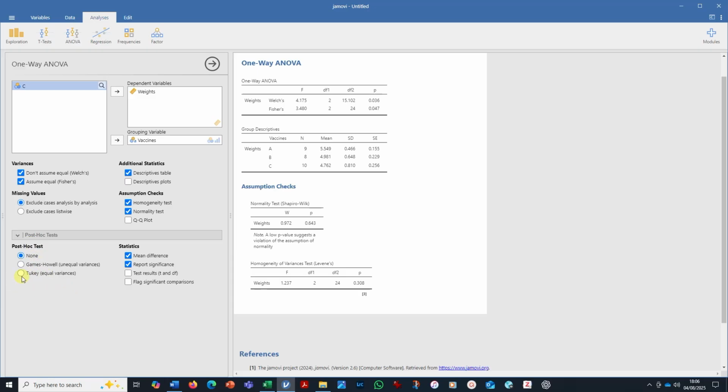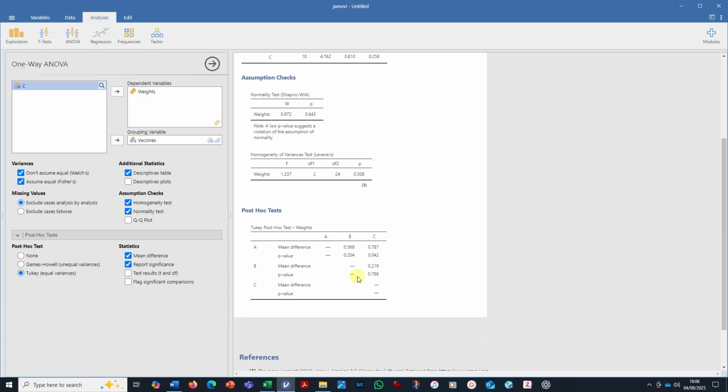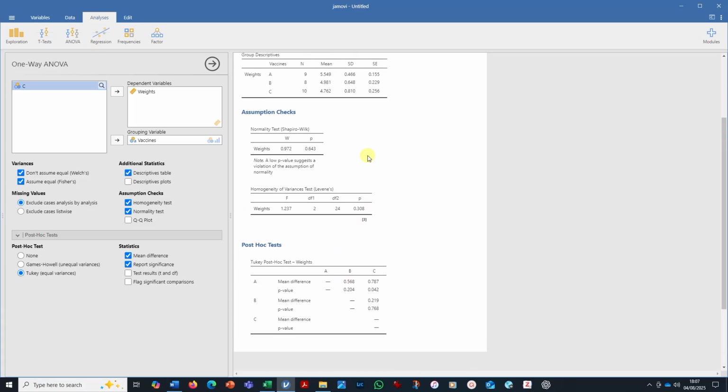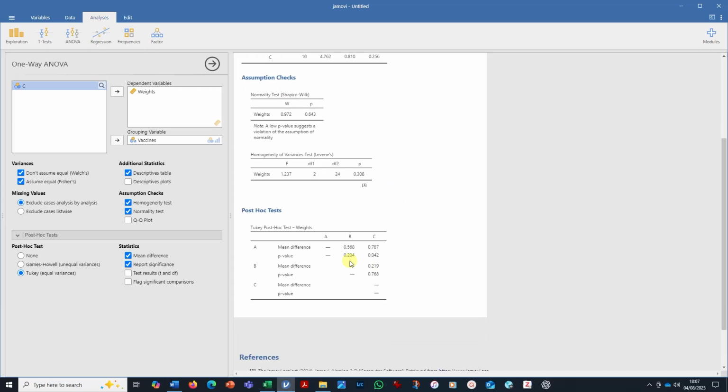Tukey is a very standard one for equal variance, Games Howell for unequal variance. Tukey tests, we're going to put that one in there, and it comes up with this matrix of the ABC groups versus ABC, and here by default it gives us the difference in the means between A and B, so 0.568 is the difference between this mean here for A and this mean here for B, and it's told us that there is no significant difference between the means of A and B.